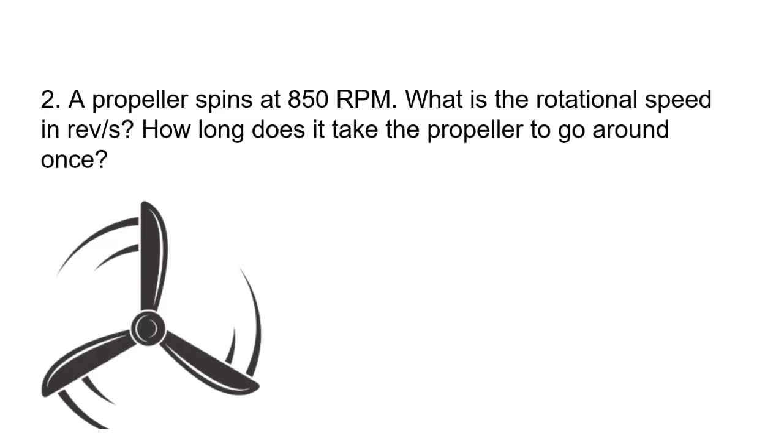All right, question number 2. A propeller spins at 850 RPM. What is the rotational speed in revolutions per second, and how long does it take the propeller to go around once? We're going to start with what we're given, 850 revolutions per minute, and we want to calculate revolutions per second. Once again, I know that 1 minute is equal to 60 seconds. I'm putting minutes on the top because this way it'll cancel out. I get revolutions per second. So 850 divided by 60, I get 14.2 revolutions per second.